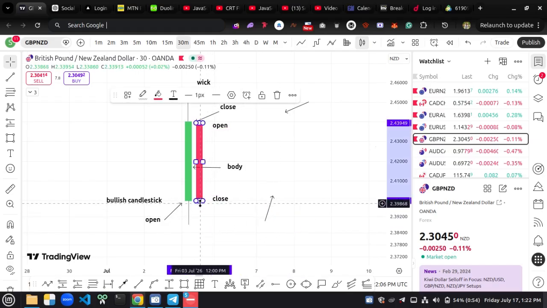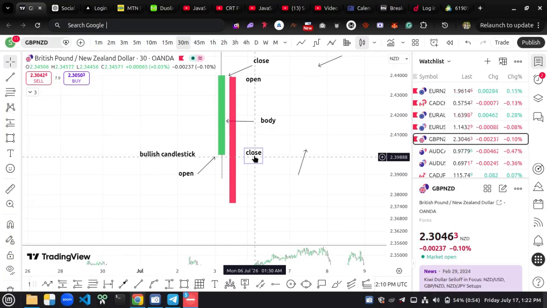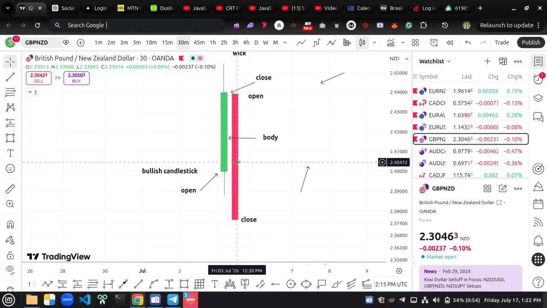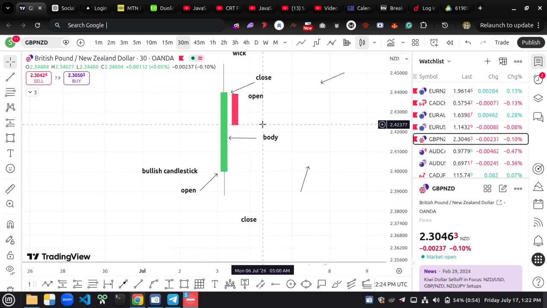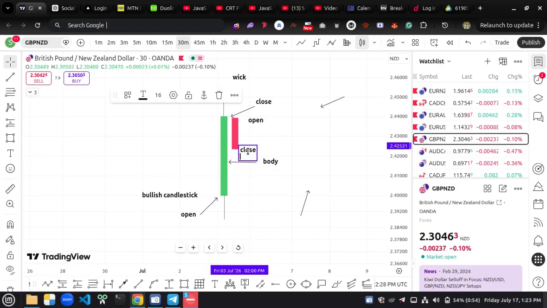Let me even widen this. It's now closed like this. Can you see? It opened here, it's closed here. It can close in any way, as long as the close is below the open, right? As long as the close is below the open, it is a bearish candle. As long as the close is higher than the open, it is a bullish candle. So that is where you identify, but that is candle anatomy.